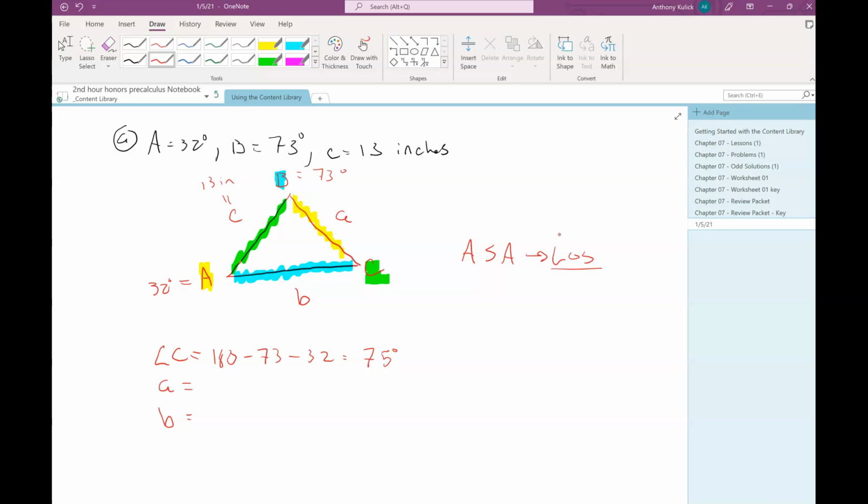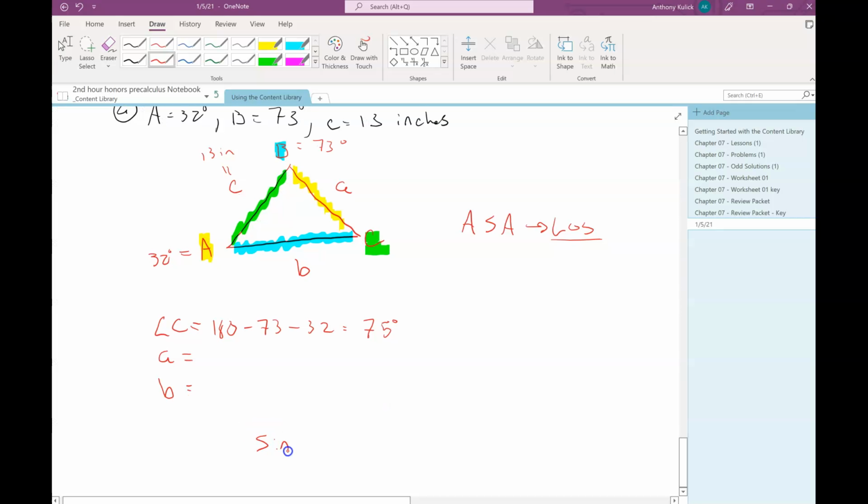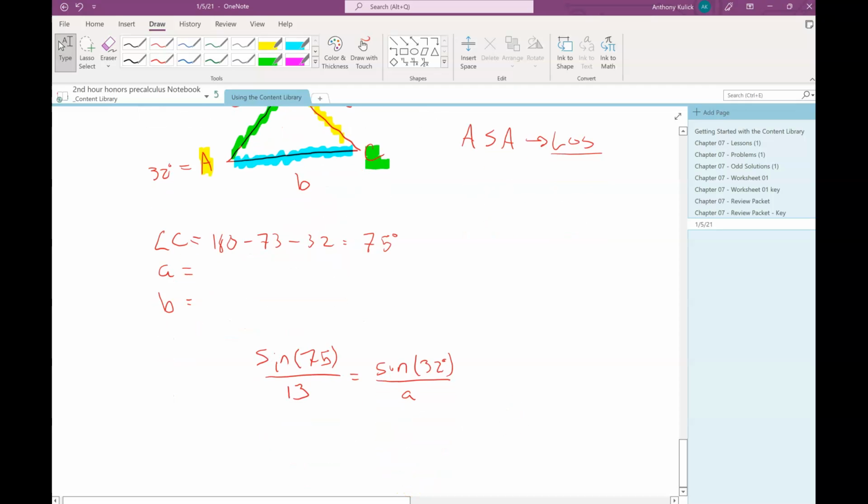So if I look at the law of sines, which ratio do I know completely? Do I know sine A over A, sine B over B, or sine C over C? I know sine C over C. So that's the piece I'm going to be using. Everybody okay with that? And then I'm just going to pick. Let's solve for side A first. So I can say then I have sine of angle A, which is 32, over side A. And now I just have to solve for side A.